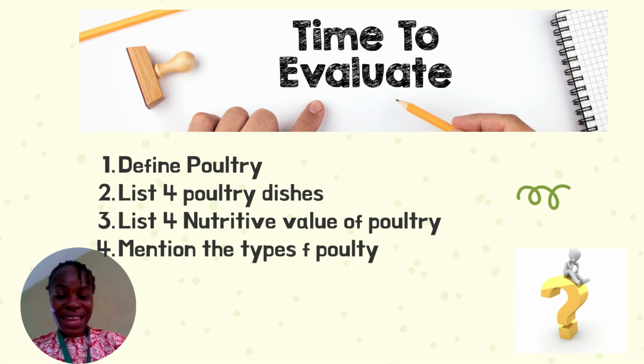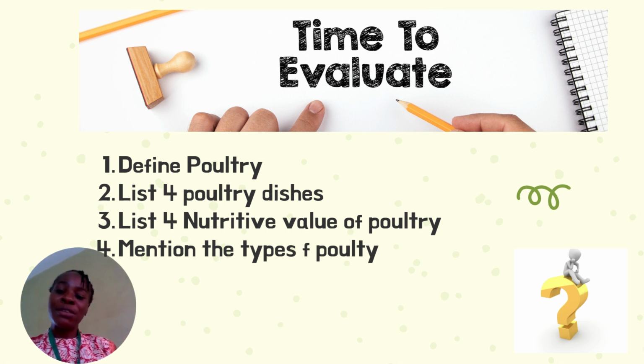Okay, so let's see if you've been following the class from the beginning. I'll be asking you some questions. It's time for us to evaluate ourselves and see if we have been learning something. So the first question I'll be asking you is, what is poultry? I told you from the beginning of the class that poultry is the meat that is derived from domesticated birds. Can you mention some of those birds? Chicken, guinea fowl, turkey.